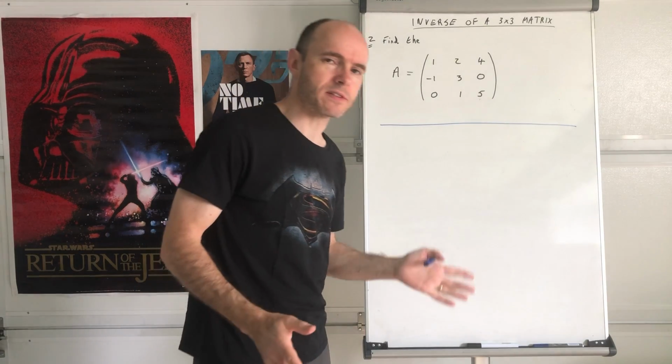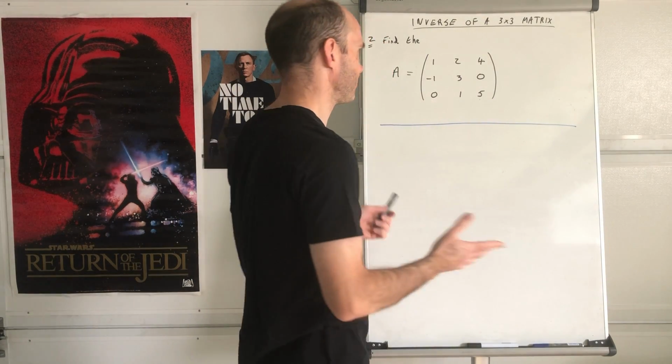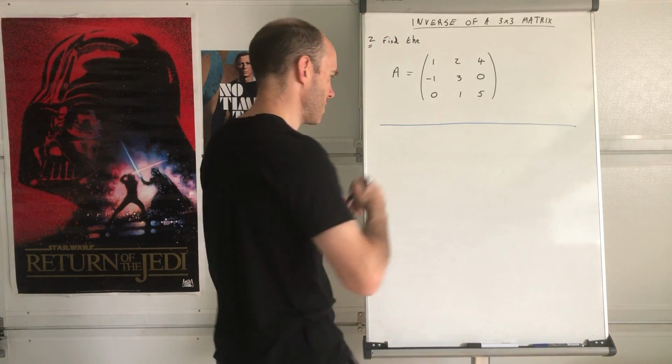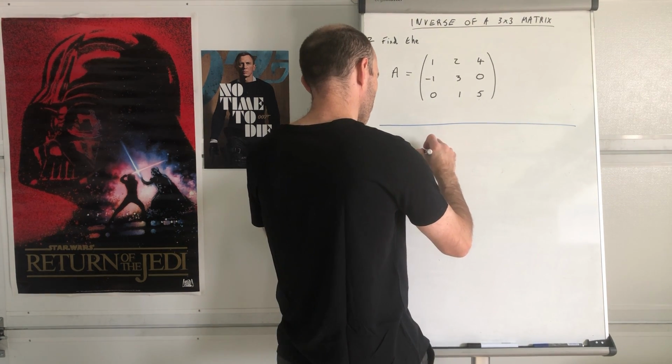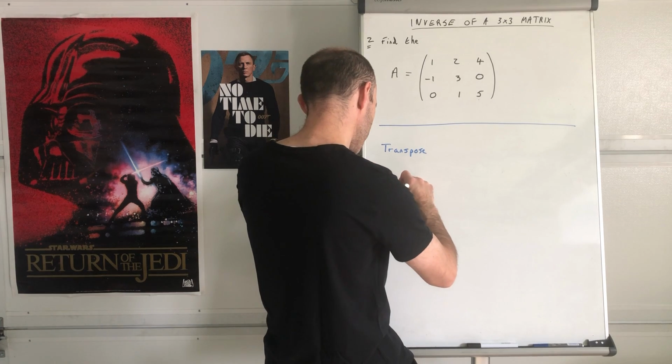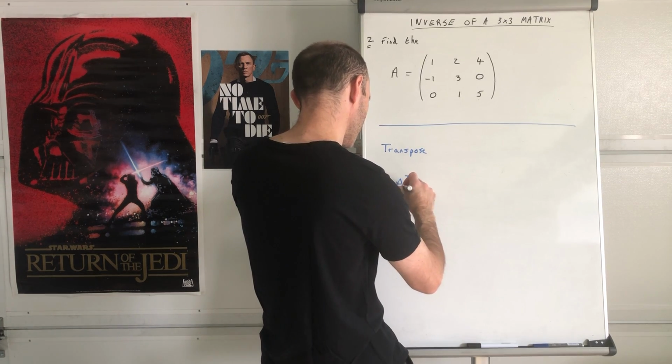At some point, we're going to have to find the transpose of a matrix. Okay, what is a transpose? Well, first of all, you spell it like this: transpose. And the symbol for transpose is this A and then T, like that.